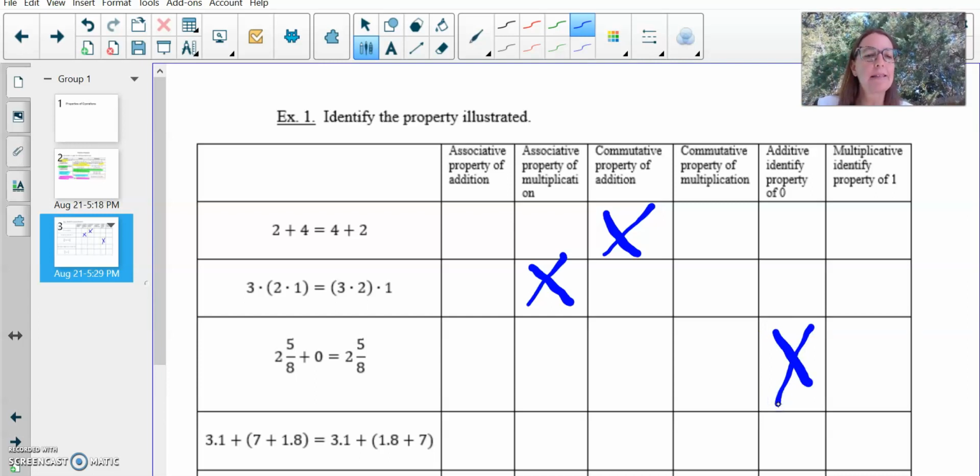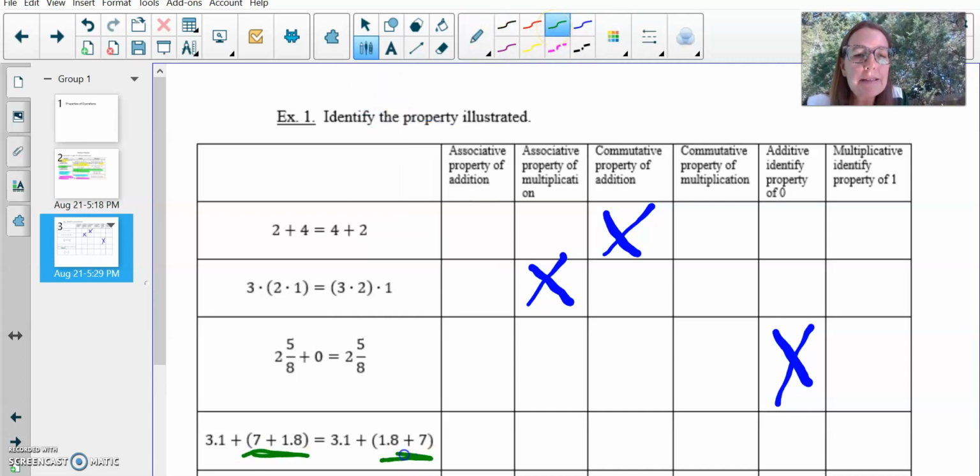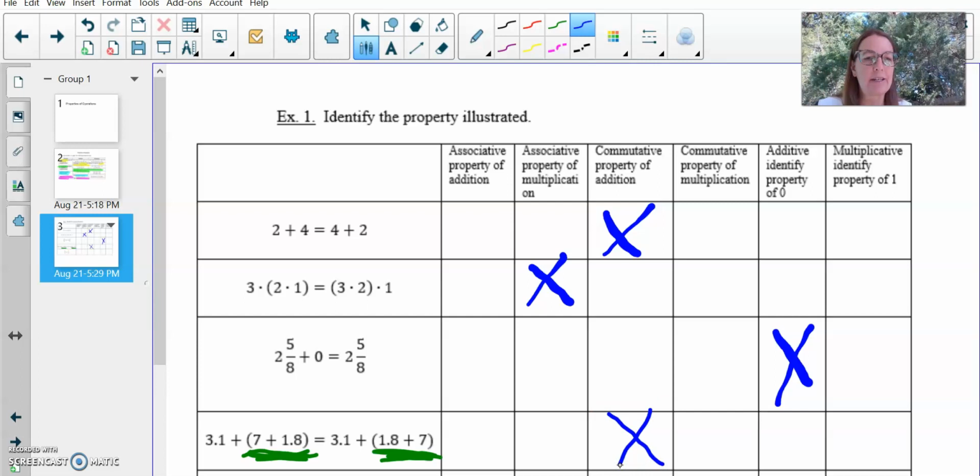3 and 1/10 plus the quantity 7 plus 1 and 8/10 equals 3 and 1/10 plus the quantity 1 and 8/10 plus 7. You have to look at this one pretty closely. When you compare, what changes is that what's inside the parentheses shifts order. The parentheses aren't shifting, but what's inside the parentheses is. So the 7 and the 1 and 8/10 change places with each other. So this would be the commutative property of addition.